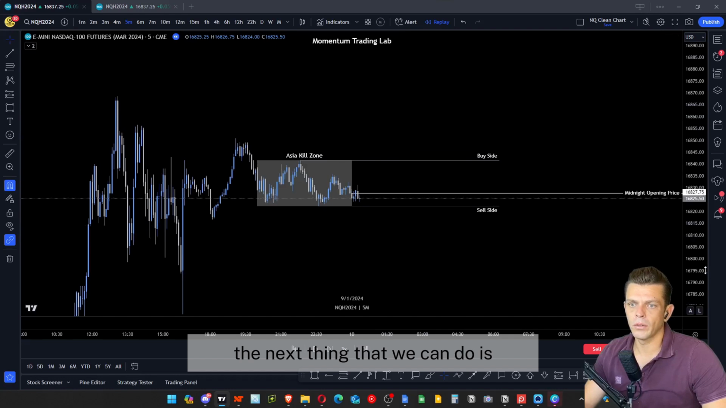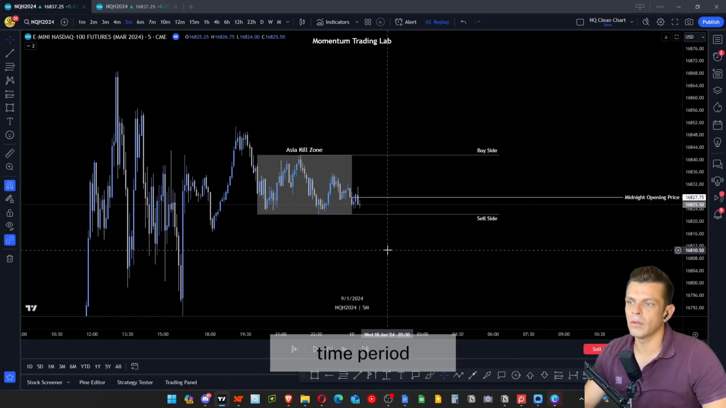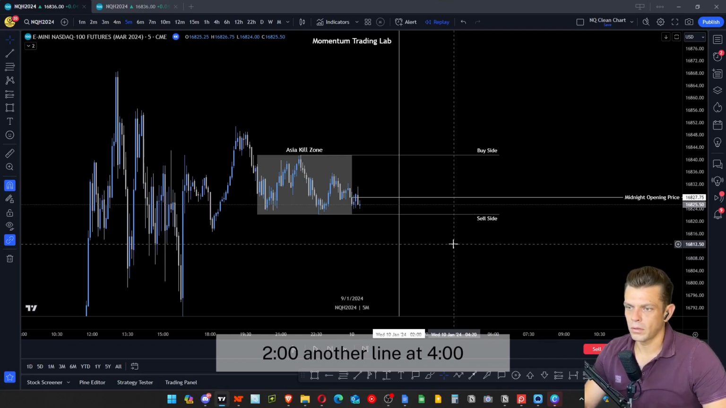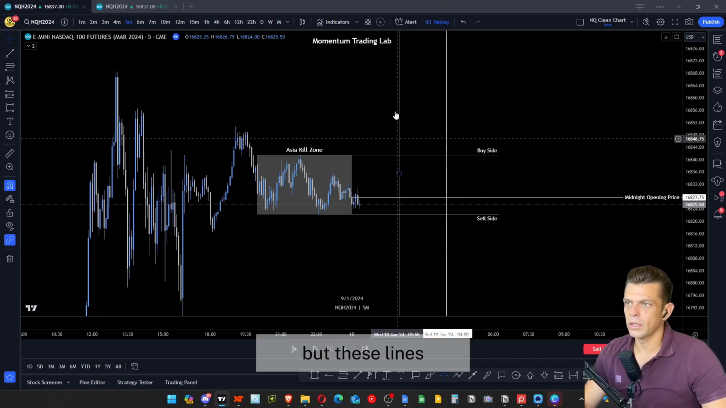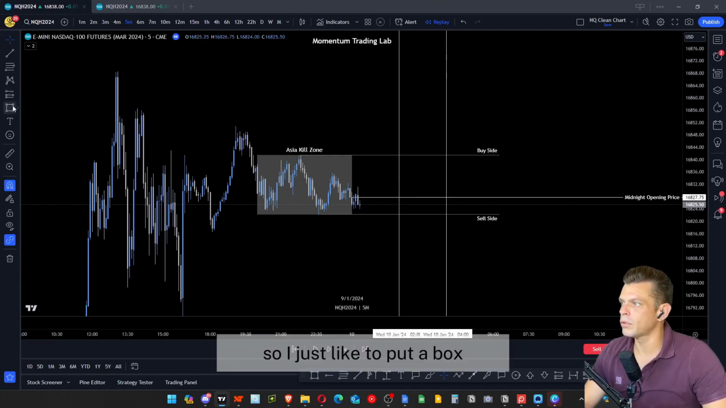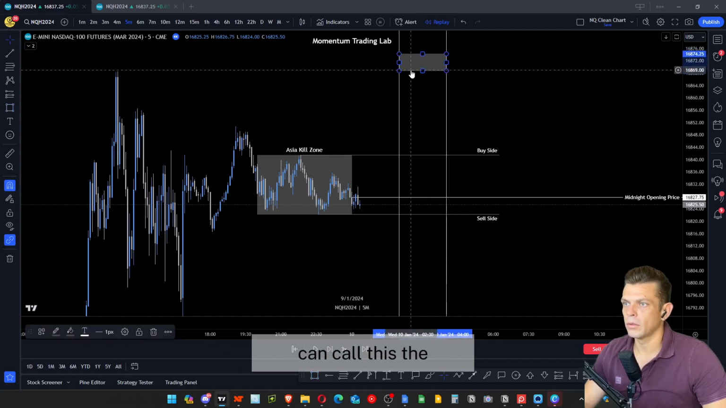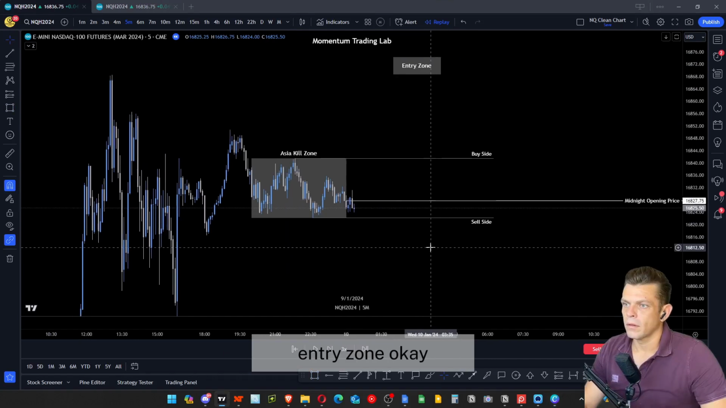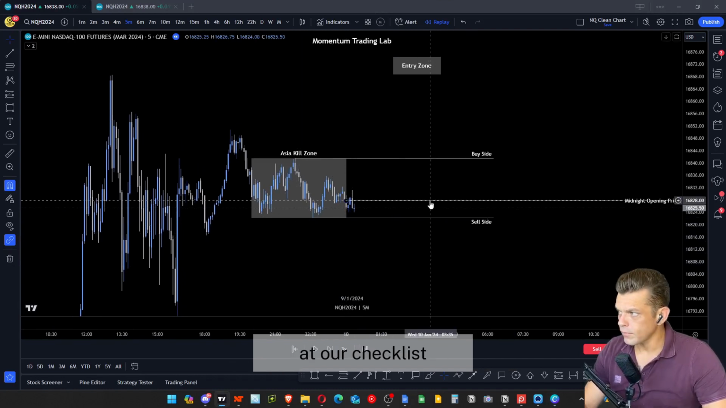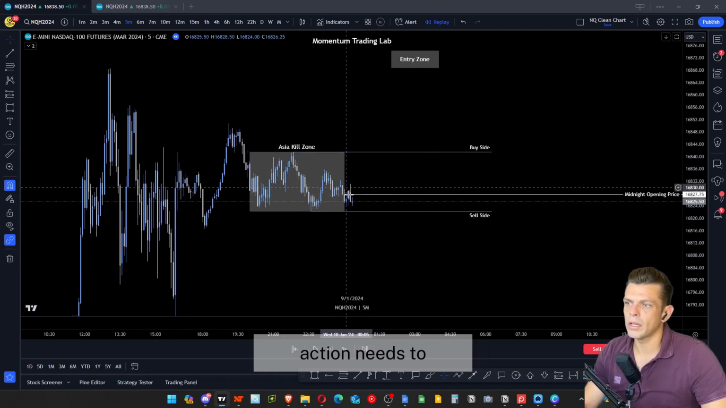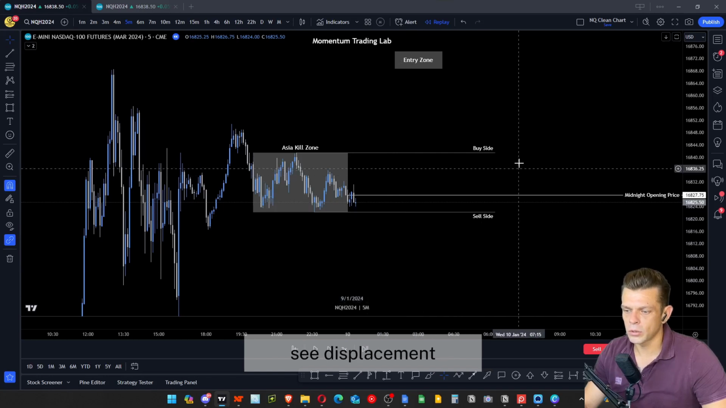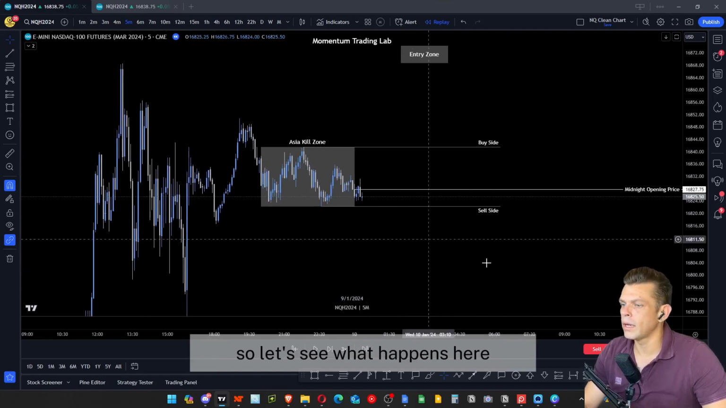The next thing that we can do is mark off the entry time period, which is from 2 o'clock until 4 o'clock. Put a line at 2 o'clock, and another line at 4 o'clock. These lines are normally very distracting, so I just like to put a box, something like this, and then we can call this the entry zone. Okay, so we have everything marked off. If we look back at our checklist, the next thing that needs to happen is price action needs to either sweep the lows or the highs, and then we want to see displacement from that level. So let's see what happens here.